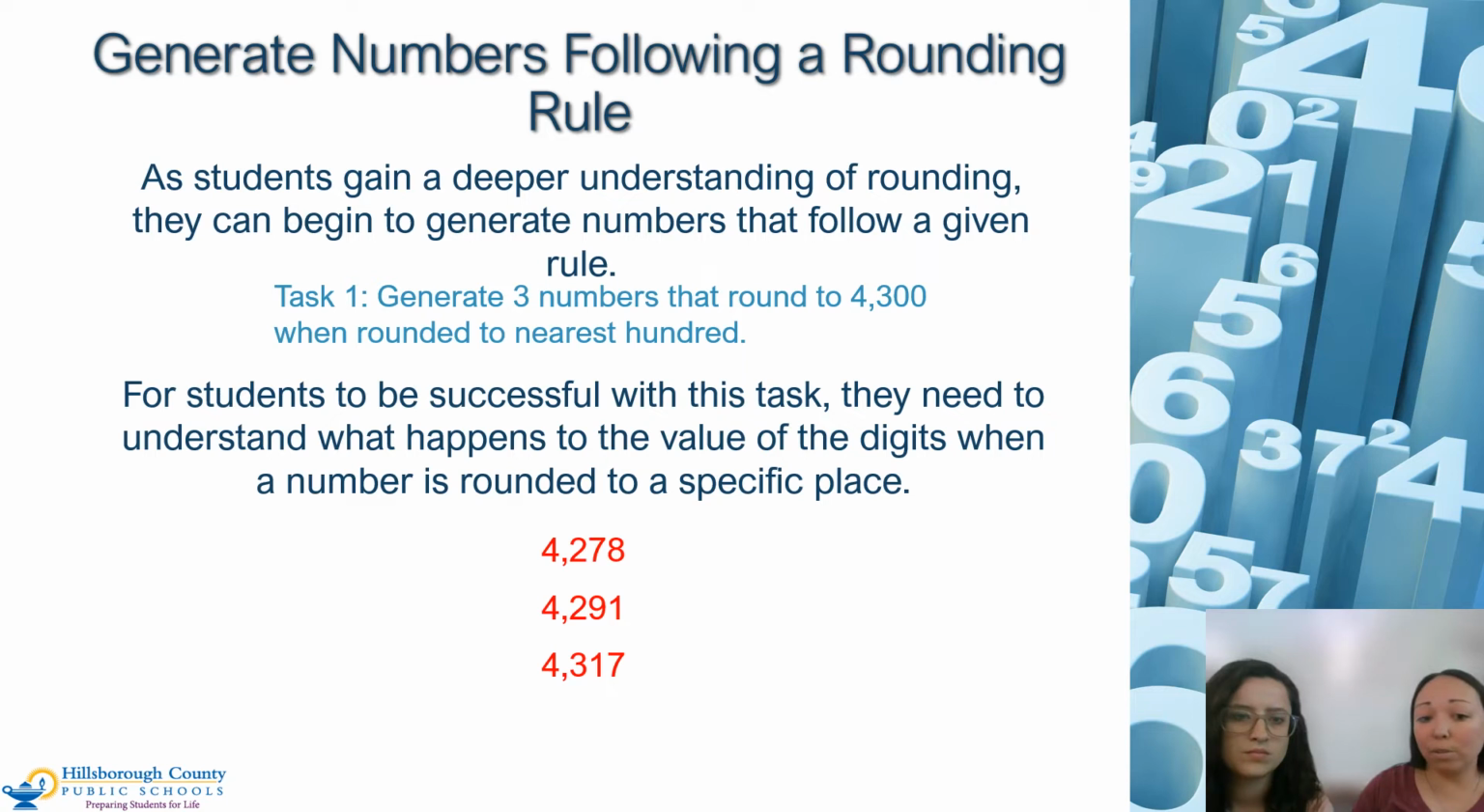We can see here's 3 numbers at the bottom, and for example, the middle number, 4,291, is closer to 4,300 than 4,200. Absolutely. And any of the strategies that we've used so far, students can use to figure out any of the numbers that will follow this rounding rule.